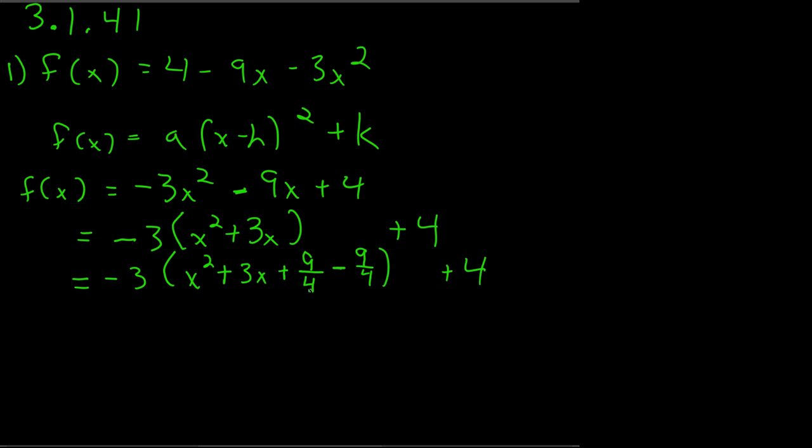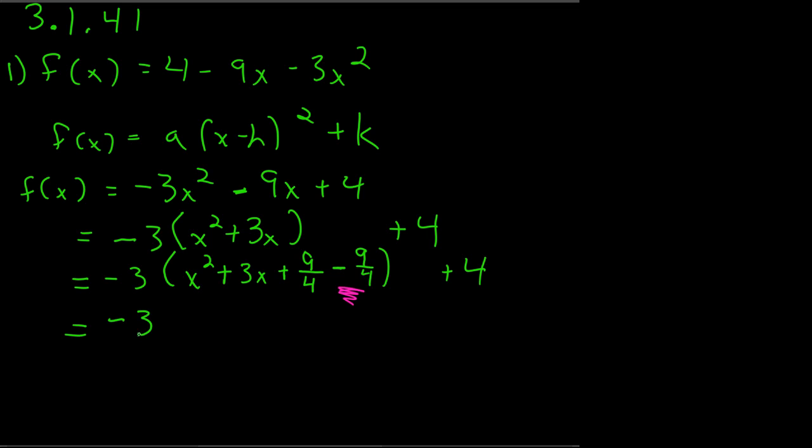So I have to add 0. And I'm adding 0 here. 9/4 minus 9/4 is 0. What I'm going to do is get this bit outside. So my negative 9/4 has to come out.